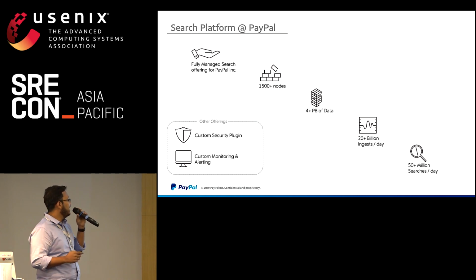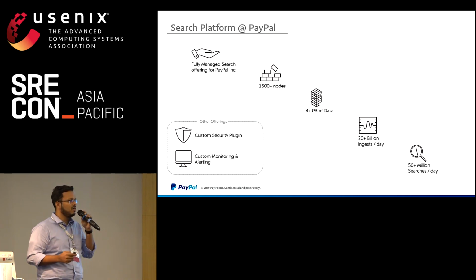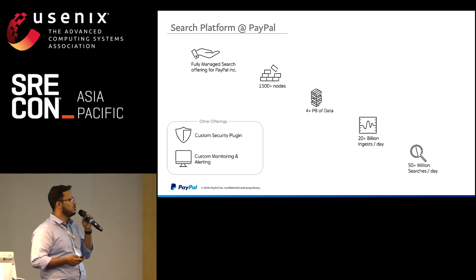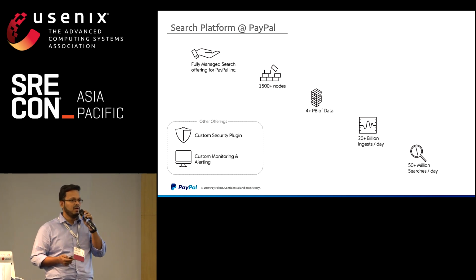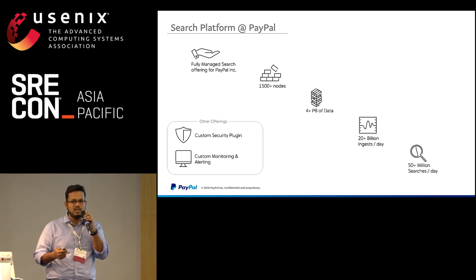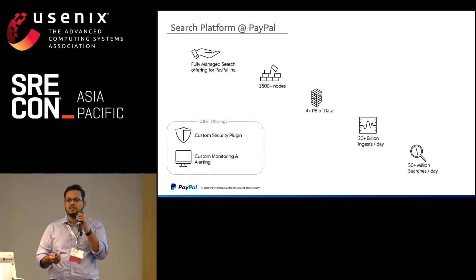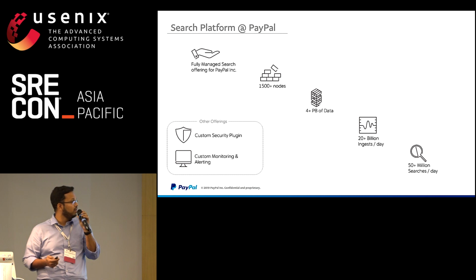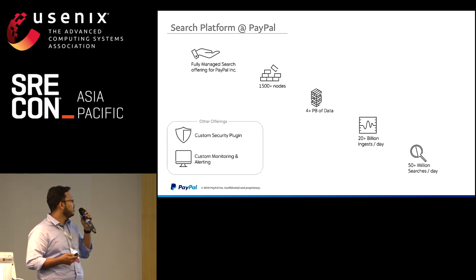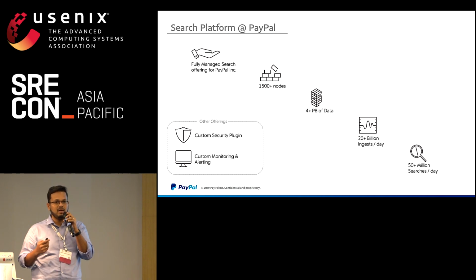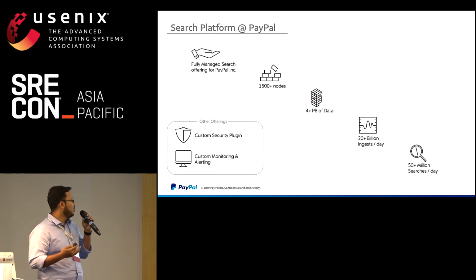To talk about scale, we manage about 1,500 plus nodes, and we have been growing phenomenally over the last couple of years. This accounts for about 4+ petabytes of data across multiple clusters. These are not just a single cluster with that many nodes; we have multiple different clusters that hold this data. We have about 20 billion ingests a day, just to give an idea of what scale means to us, with 50+ million searches a day.